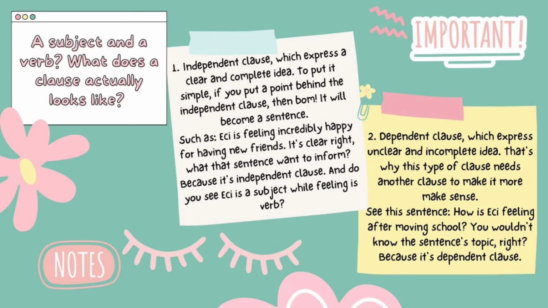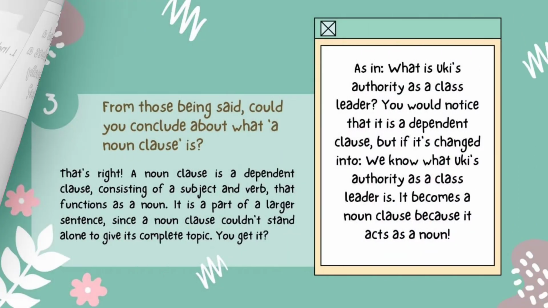Number 2, dependent clause, which expresses an unclear and incomplete idea. That's why this type of clause needs another clause to make more sense. See in this sentence, how is Eci feeling after moving school? You wouldn't know the sentence topic, right? Because it is a dependent clause.